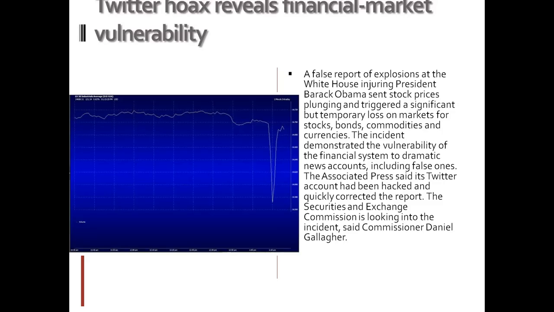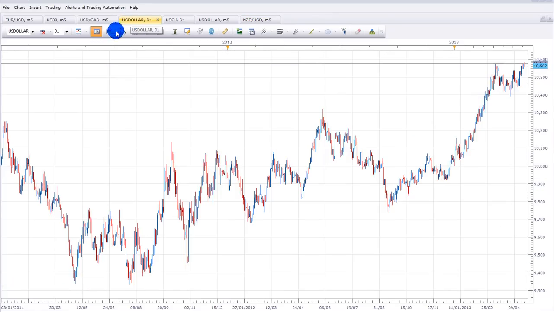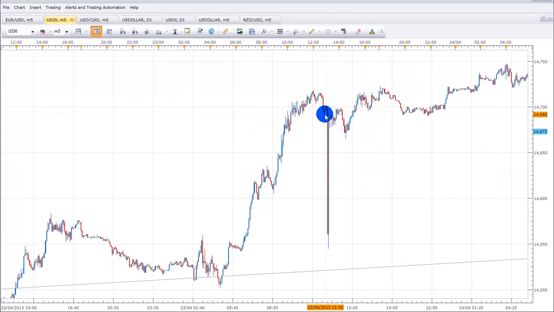Now, the Associated Press said its Twitter account had been hacked and quickly corrected the report. The SEC is looking into the incident. So let us see. This is what happened. But let us pull up a 5-minute chart to show you this particular event. US dollar 5-minute. Sorry, this is not the US dollar. This is the US 30. This is the Dow Jones. It plunged down and went back up.